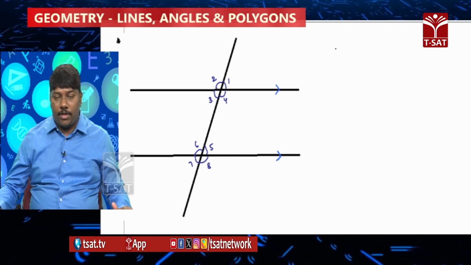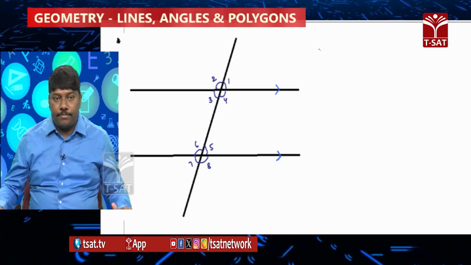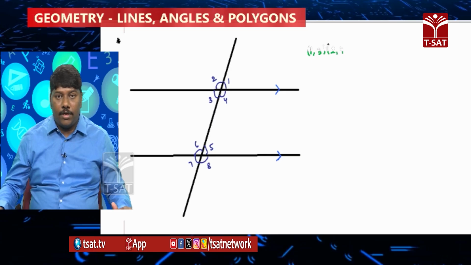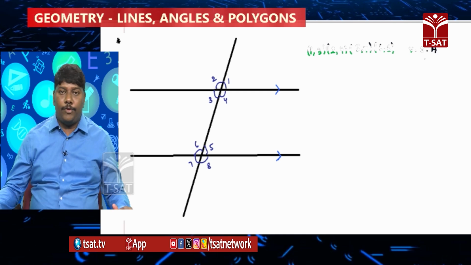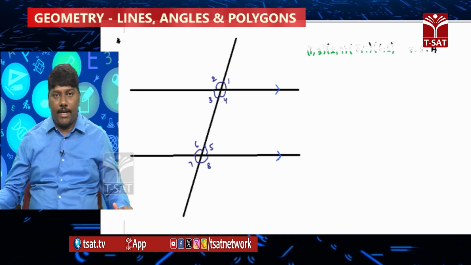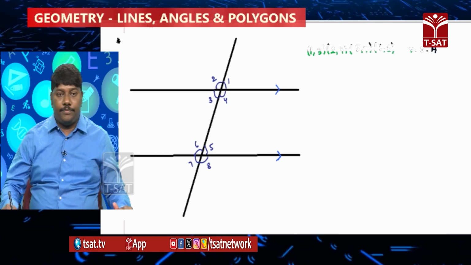First, look at angle 1 and 3. We know angle 1 and 3, angle 2 and 4, angle 5 and 7, angle 6 and 8 are vertically opposite angles. So, these are vertically opposite angles. What do we know about vertically opposite angles? Vertically opposite angles are always equal.